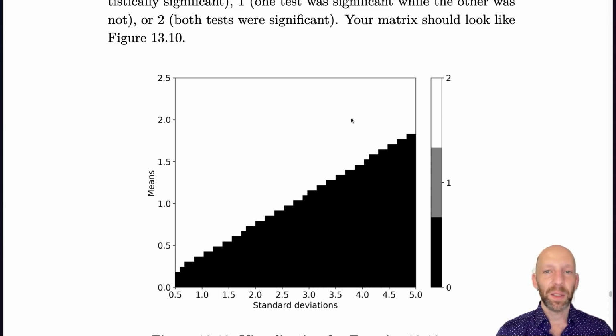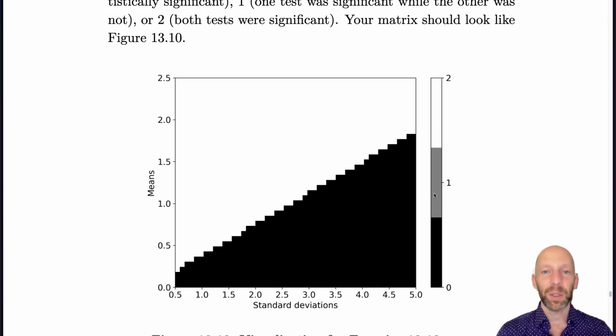And then these white areas here indicate pairs of sample characteristics where both the confidence interval and the t-test gave the same results about statistical significance. So the t-test was significant, p less than 0.05, and the 95% confidence interval excluded 0.